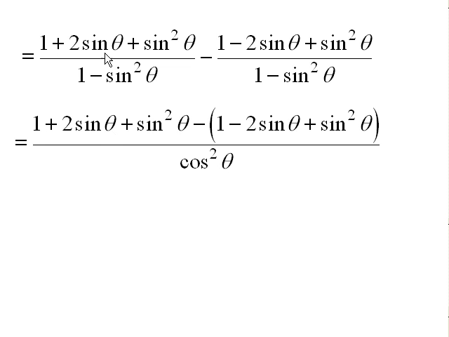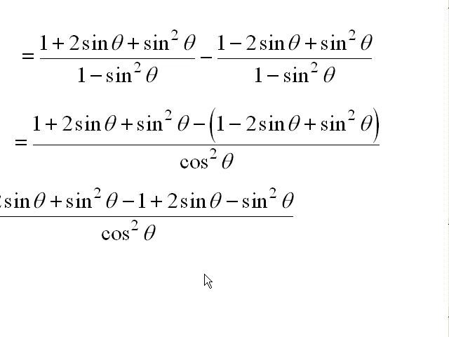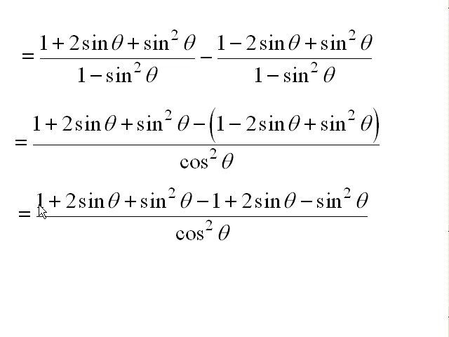1 plus 2 sine theta plus sine squared theta. There's the first term. This minus out front means that when I'm combining this and putting this in the numerator, I change the sign of each term in here. Minus 1 minus a minus 2 sine theta and minus sine squared theta when I combine like terms. So now combining the like terms, the 1 cancels, the sine squared theta cancels, 2 sine theta plus 2 sine theta is 4 sine theta. I've got cosine squared on the bottom.